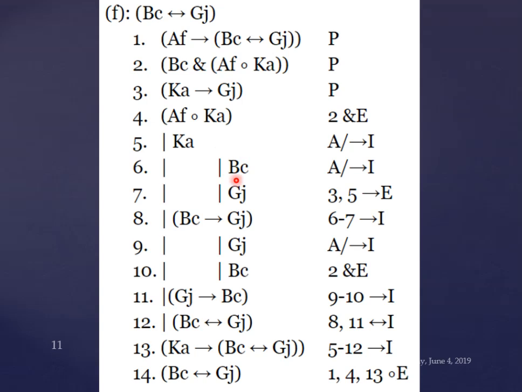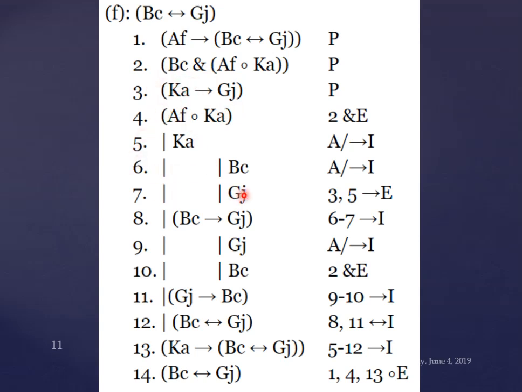I assume BC because this is one of my subtargets now, and I'm going to derive GJ from BC. Stay within the scope of the subderivation. Now I can do that because I have BC right here. I assumed it for the sake of arrow introduction. How do I get GJ? Well, look at lines 3 and 5. Notice that I can get GJ from lines 3 and 5.